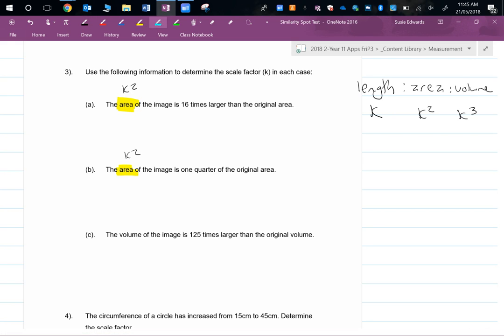What about when it says volume? I want you straight away go k cubed. And hopefully that will get into your mind, okay? So area, k squared. Volume, k cubed. There's no measurement in this test. So if you get asked about volume, you don't have to go and find the volume using a volume formula, okay? If you get asked about volume, it's talking about k cubed.